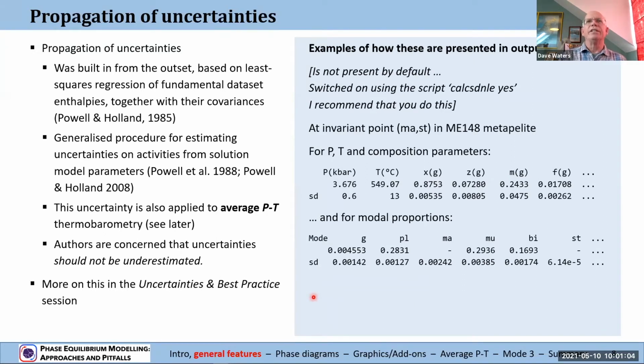Propagation of uncertainties is interesting because it's something that was built into the dataset from the outset. Those uncertainties are based on the least squares regression of those fundamental dataset enthalpies together with their covariances, so that's where that comes from. But remember, it's just the enthalpies that have those covariances associated with them. And Pierre has already mentioned what happens if we are not taking into account uncertainties or potential errors in quantities like the entropies.